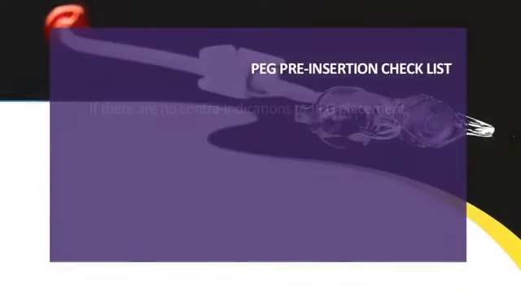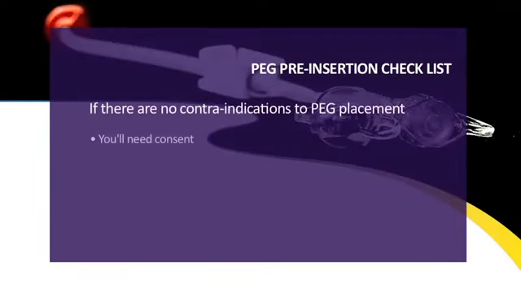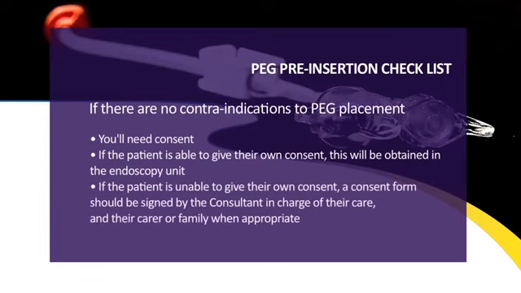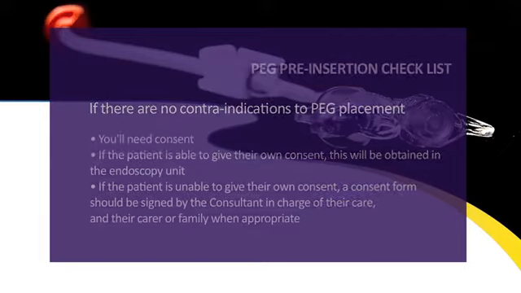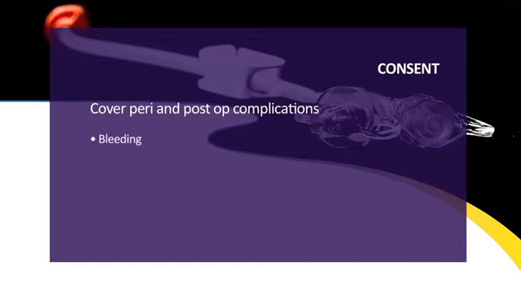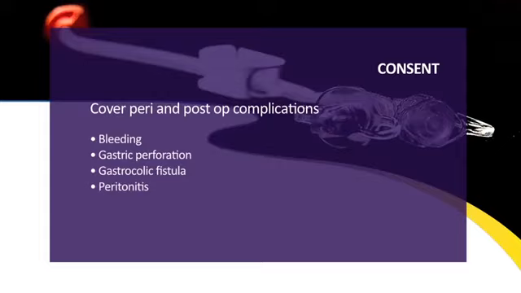If there are no contraindications to PEG placement, you'll need to get consent. If the patient is able to give their own consent, this will be obtained in the endoscopy unit. If the patient's unable to give their own consent, a consent form should be signed by the consultant in charge of their care and their carer or family, when that's appropriate. Consent will cover peri- and post-op complications, which may include bleeding, gastric perforation, gastrocolic fistula, or peritonitis.